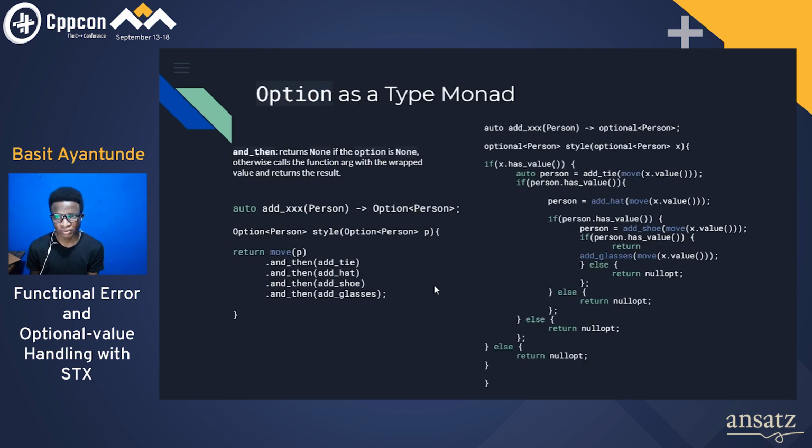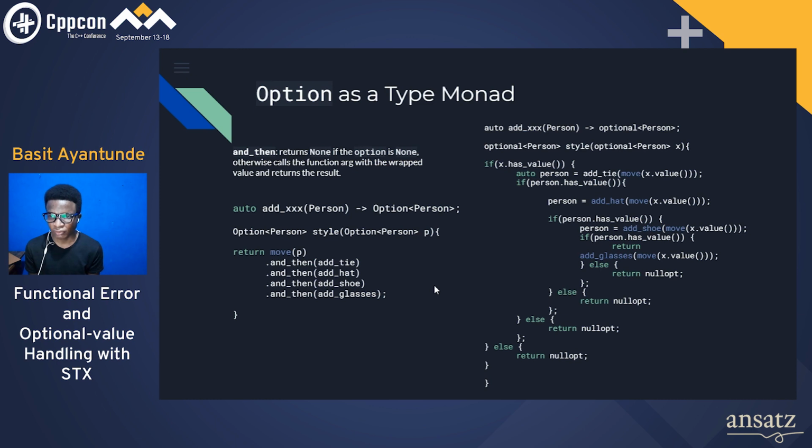Yeah, I would also like to illustrate one of the optional value handling abstraction capabilities of monads. In the code here we are chaining multiple fallible operations that have option as a return type. The add_xxx is basically add tie, add hat, add shoe, add glasses to a person. So we have a person object. We want to style the person by adding various items to the person, but it won't return the person object if any of the operations fail, which basically makes it fallible.